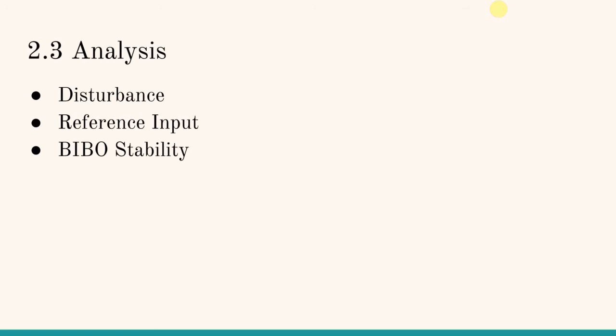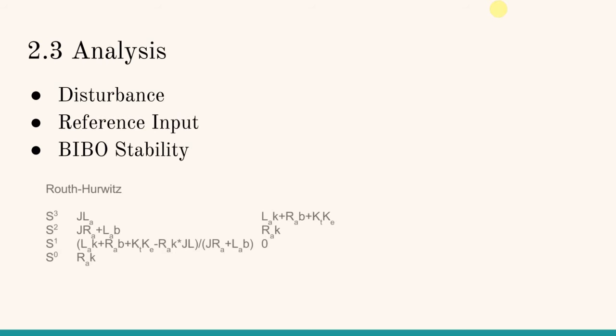The last thing we look into is BIBO stability. Since our open loop transfer function is a third order system, and for realistic applications we will have all positive constants, there will be no right hand plane poles. In addition, since our transfer function is proper, we can apply the Routh-Hurwitz test for stability.